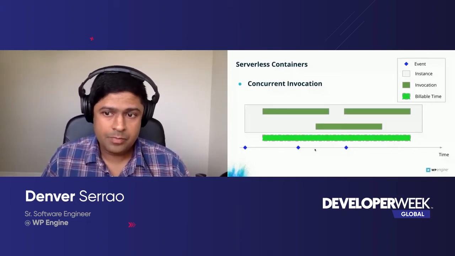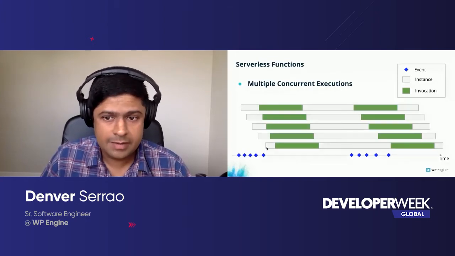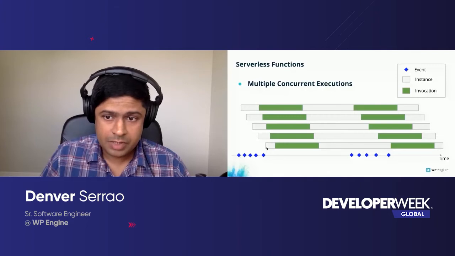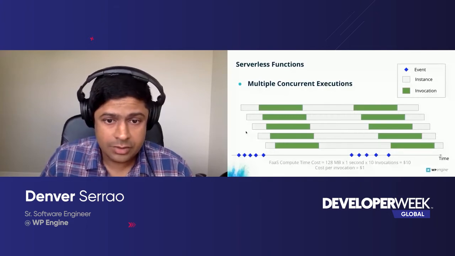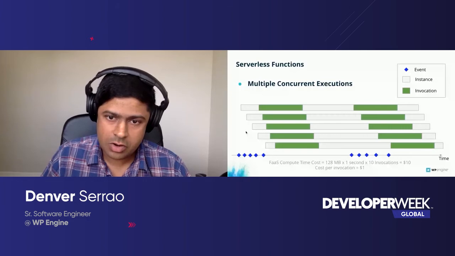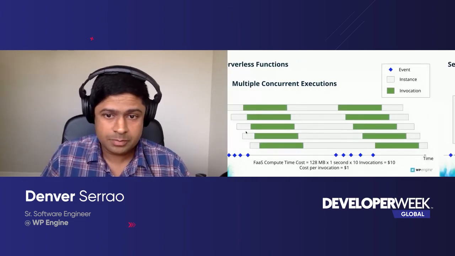Looking at this workload, we get a cluster of 5 events at the beginning, and then another 5 events a little bit later. With the same assumptions as before, it costs us $10 to serve these events with the same dollar per invocation cost. But let's look at the serverless container option.